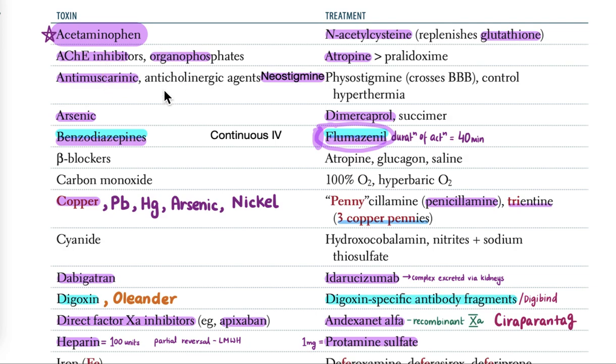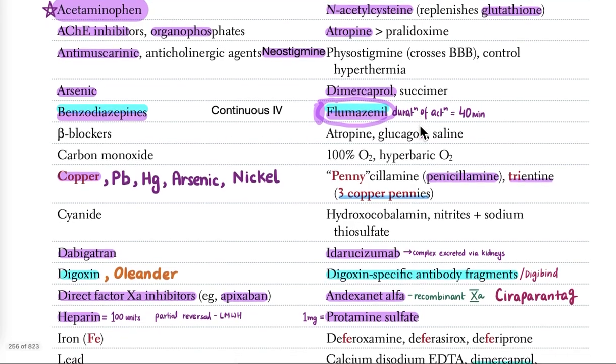Anti-muscarinic, now this is just the opposite, these two. They are anti-muscarinic agents and anticholinergic agents. They are basically again neutralized by physostigmine, which is an anticholinesterase inhibitor. So these two are opposite of each other. Arsenic is dimercaprol and succimer. This is again going to come.